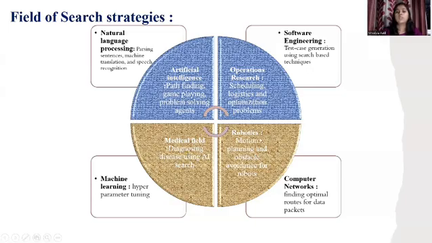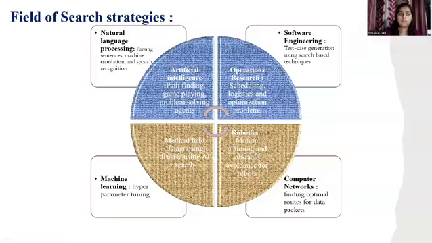Fourth one is robotics: motion planning and obstacle avoidance for robots. Fifth one is natural language processing: machine translation and speech recognition. Sixth, software engineering: test case generation using search-based techniques. Seventh, machine learning: hyperparameter tuning. Last one is computer networks: finding the optimal route for data packets.